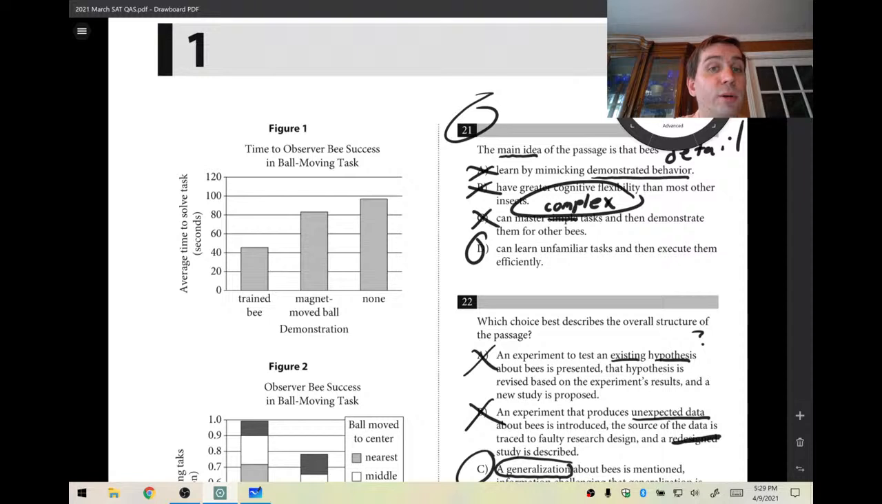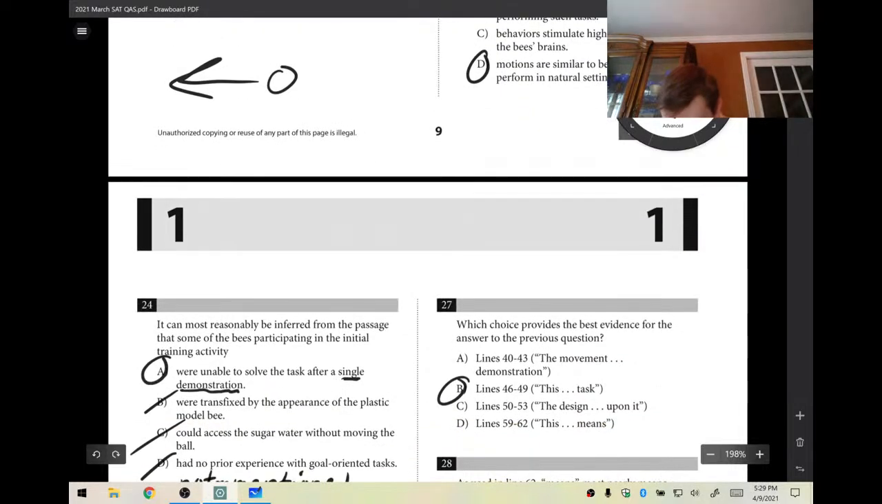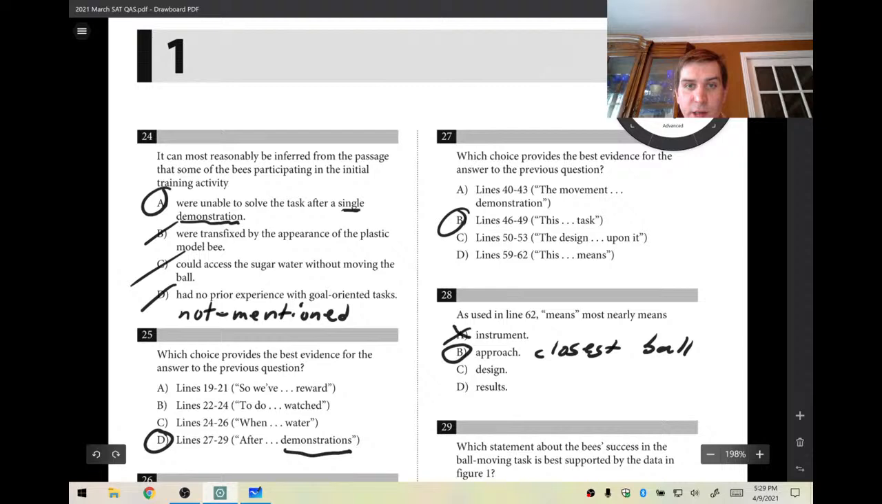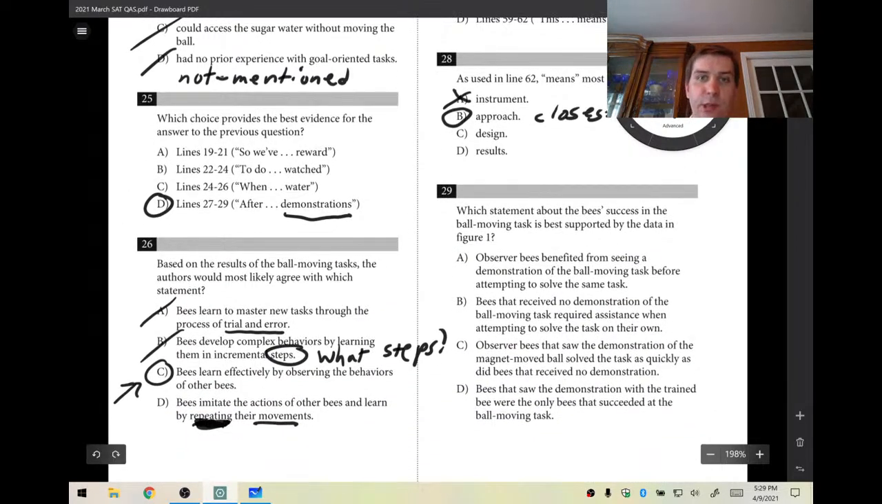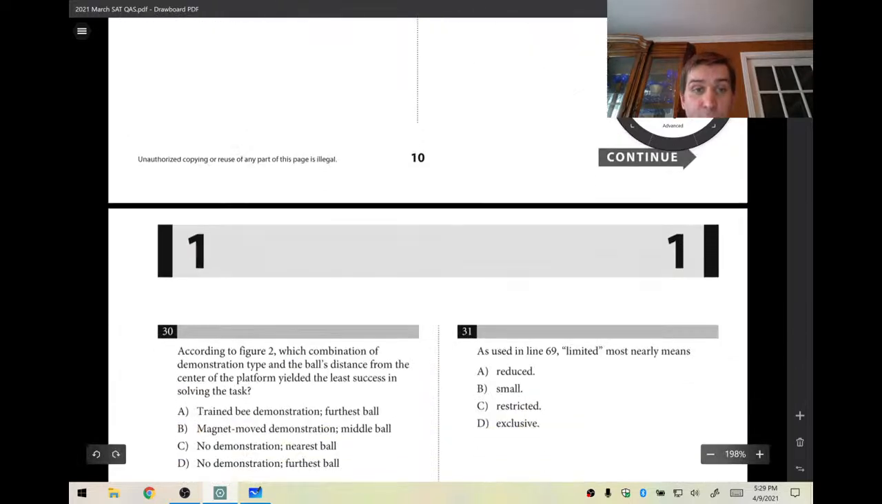The magnetic ball was a little bit worse, but we also have an untrained bee, no magnet ball, and some bees were able to still perform this task, and it would take almost 100 seconds. So that's what figure 1 says. All right, so how can we distill that data into one of these answer choices? It's just A. Observer bees benefited from seeing a demonstration of the ball moving task, whether it was by magnet or by bee, before attempting the task themselves. So that one's 29.